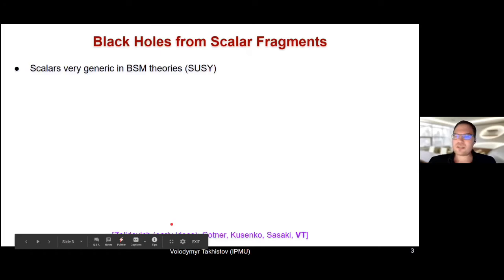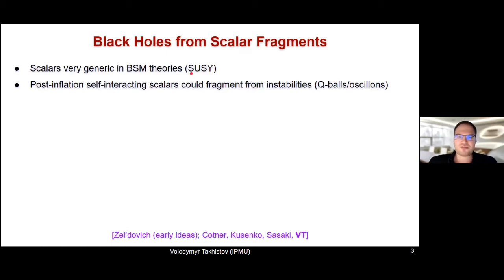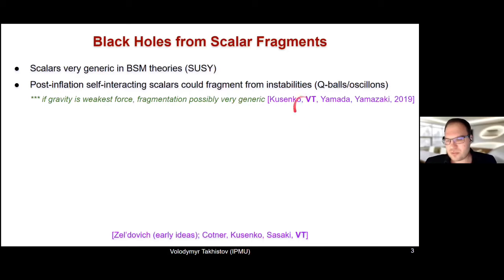We start with just scalar fields, as high energy phenomenologists. People really like scalar fields. Of course, they're well motivated in BSM theories, especially in SUSY, where you expect hundreds of flat directions that are usually charged. Post-inflation, self-interacting scalars could fragment due to instabilities and form localized objects such as Q-balls for complex fields or oscillons for real fields. This is similar to Jeans instability in gravity. In fact, what we have shown together with Yamazaki-san and some other people is that if gravity is the weakest force, as motivated by some theoretical arguments for the weak gravity conjecture, fragmentation is even more generic than previously thought.